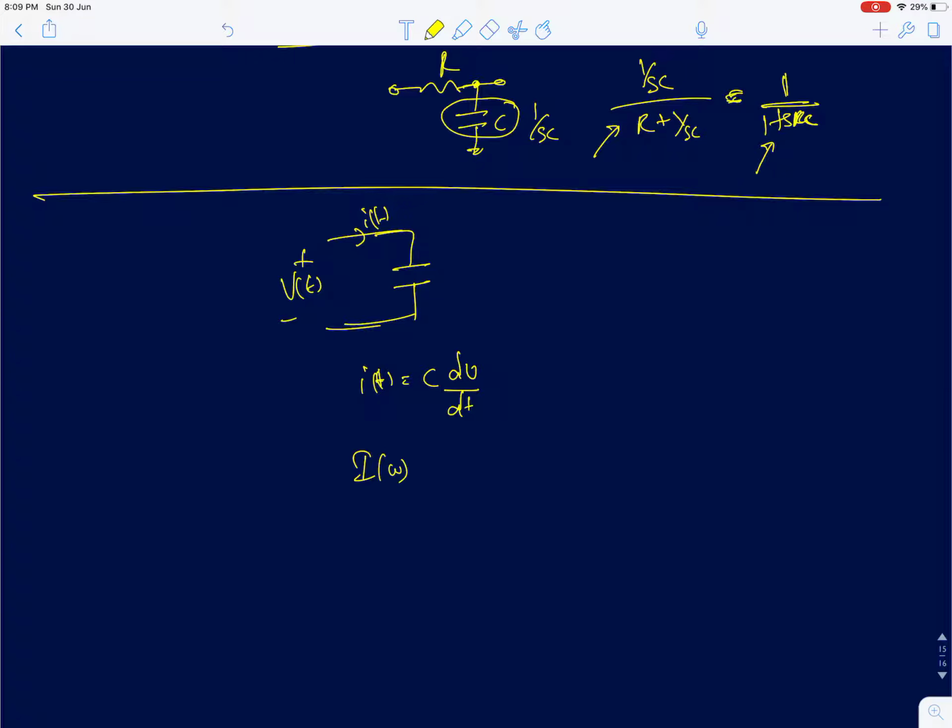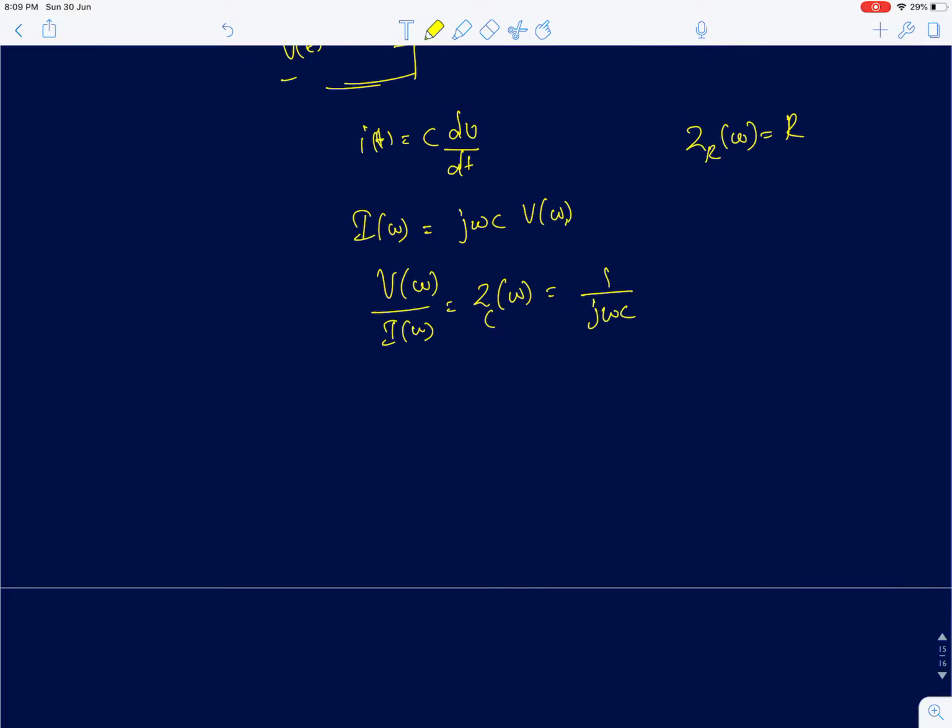So now if I take the Fourier transform on both sides, I(ω) would be jω C V(ω). Now I write V(ω) by I(ω), I'll call it Z_C(ω), which is 1 by jωC. And similarly, I can write for a resistance, V(ω) by I(ω) is equal to R.